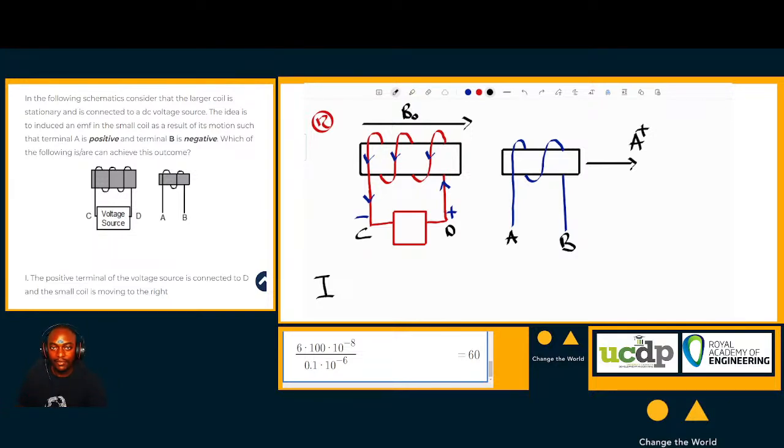Also to the right. It will be in the same direction as the original, the left one, right? Now you're getting it.